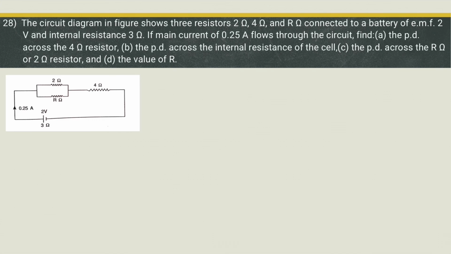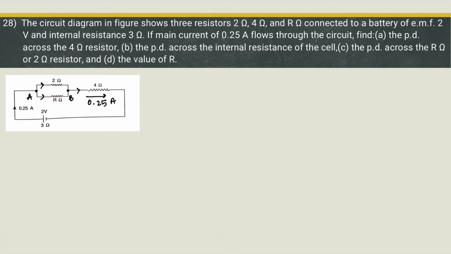28. Circuit diagram in figure shows 3 resistors 2, 4 and R ohm connected to the battery of 2 volt and internal resistance 3 ohm. If main current is 0.25 ampere, find the potential difference across the 4 ohm resistor. Okay, so this 0.25 ampere current will divide into two parts from point A. Once again, those two parts combine at point B and make the main current of the circuit, which is 0.25 ampere, and then that 0.25 ampere current flows through 4 ohm resistor.